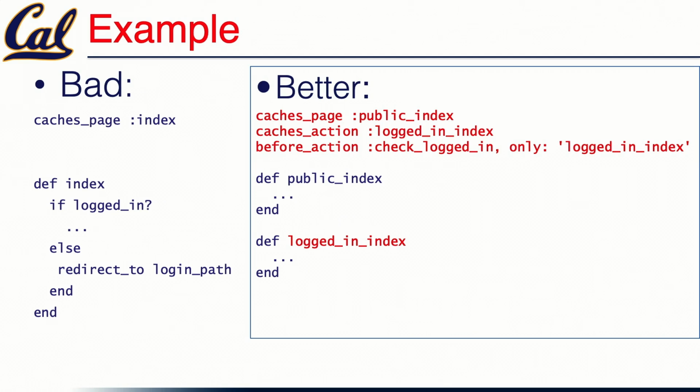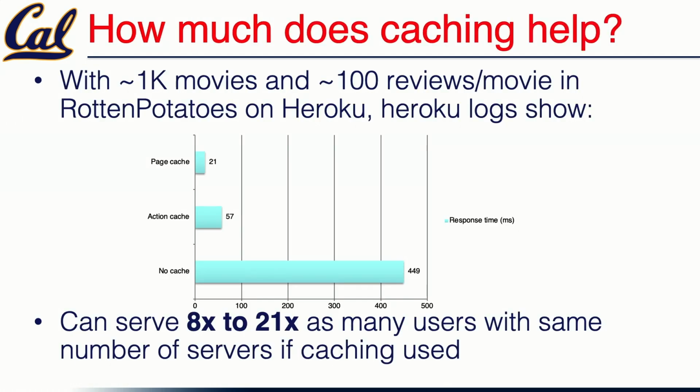Even with this simple kind of caching, we actually loaded up Rotten Potatoes with about 1,000 movies, and then we added about 100 reviews per movie. And we basically looked in the Heroku logs to see how long the response time was when we were trying to create and read all these movies back. So the bottom is basically with no caching, the app as you've currently implemented it in most of the CHIPS assignments. And it's a little bit over about 449 milliseconds to essentially start reading all the movies along with their reviews. And you can see that with page and action caching, the bottom line is you can serve 8 to 20 times as many users with the same amount of hardware.